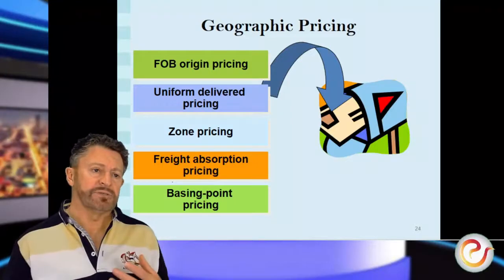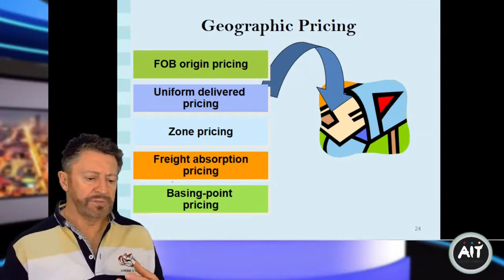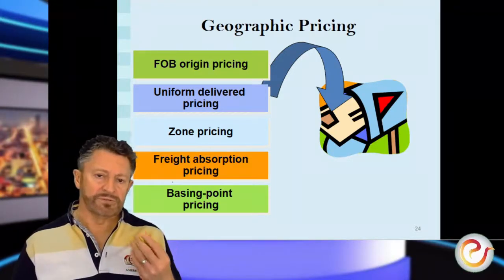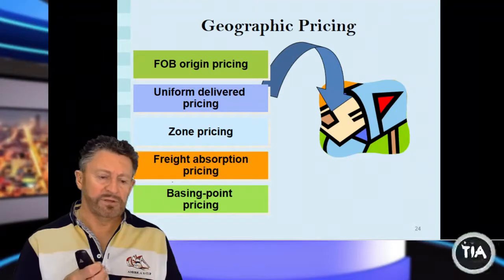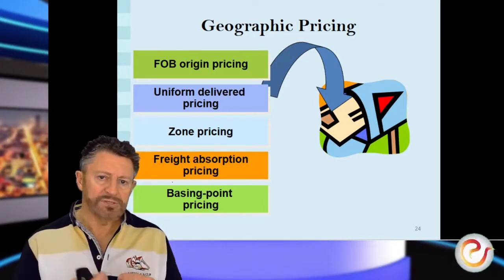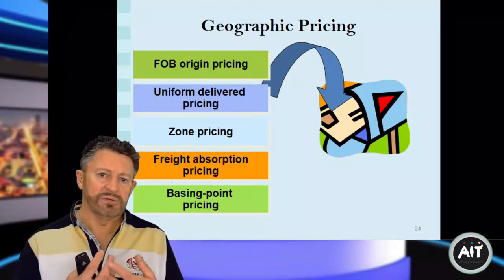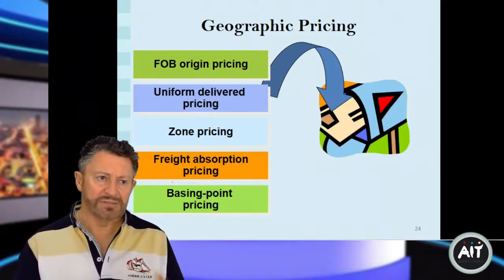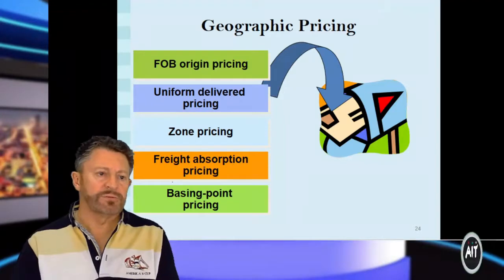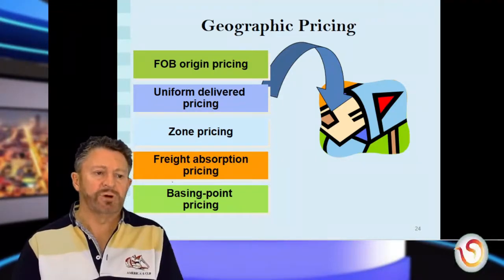So the geographic pricing, which I've mentioned earlier on, FOB origin, so that's essentially the free on board pricing. So we can get introductory offers. You can in different locations actually come in and say, we give it to you free for a period of time, and so on. Uniform delivered pricing, zone pricing, freight absorption pricing, and base point pricing.